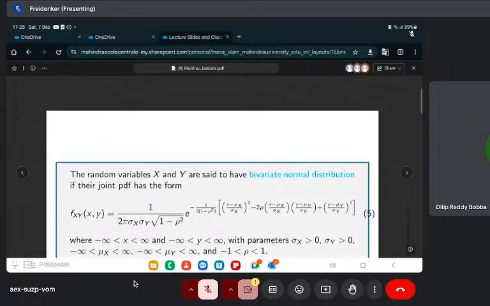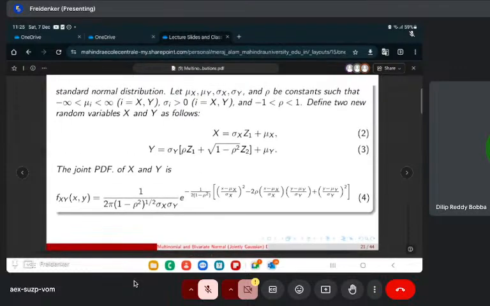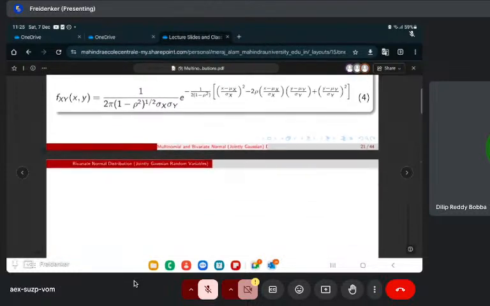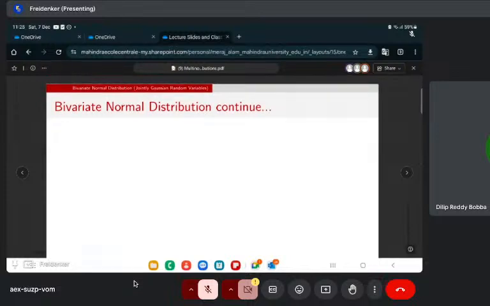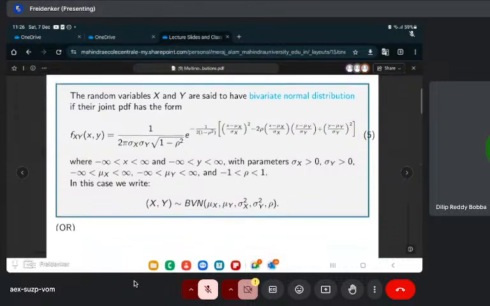Okay, there's no square. So y is sigma y rho z1 plus under root 1 minus rho square z2 plus mu y. So be careful. If you forget, it shouldn't cause much problem, I think, because the last question is on the properties of the bivariate normal distribution. There are many properties, so we'll see.